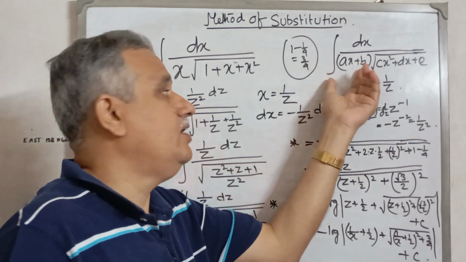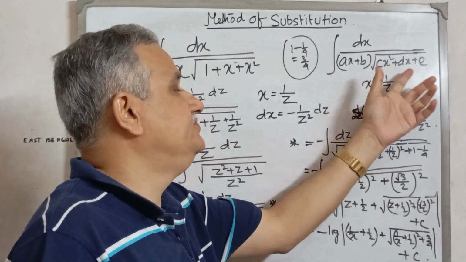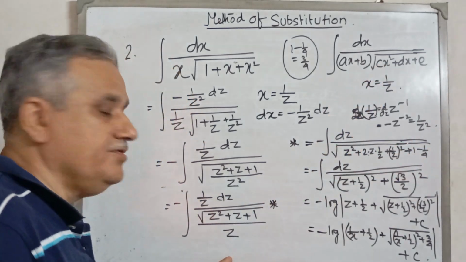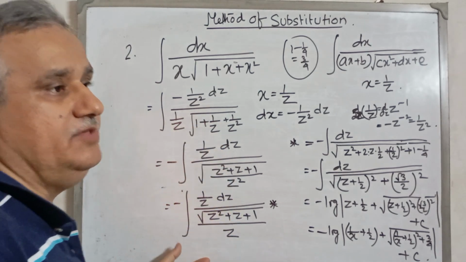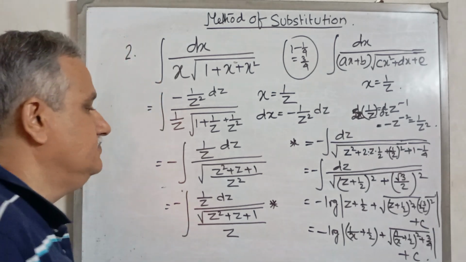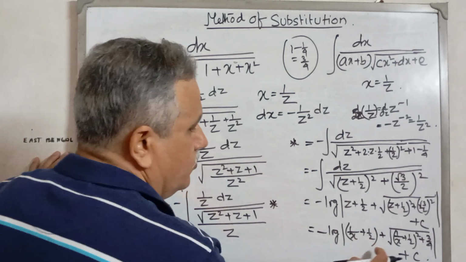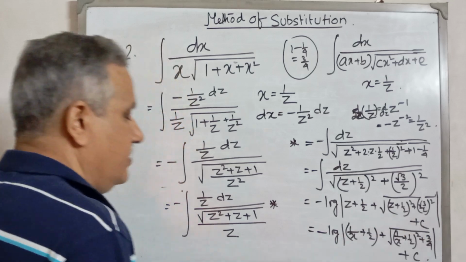Outside is linear form, under root is quadratic form. Then we can put x is equal to 1 by z. Then we can solve the problem. This is another type of method of substitution. This can be simplified more and more. It becomes a more simple form.